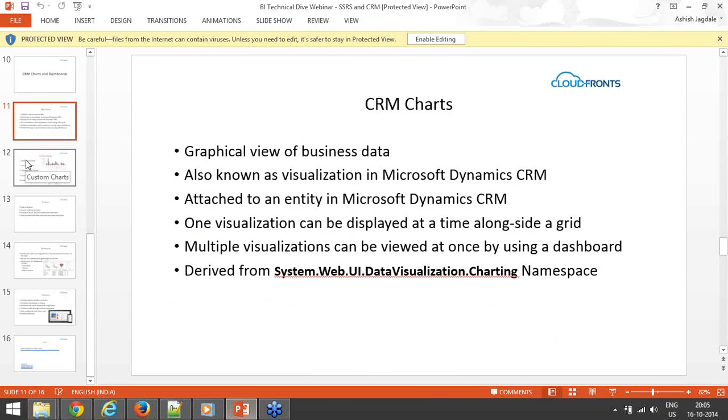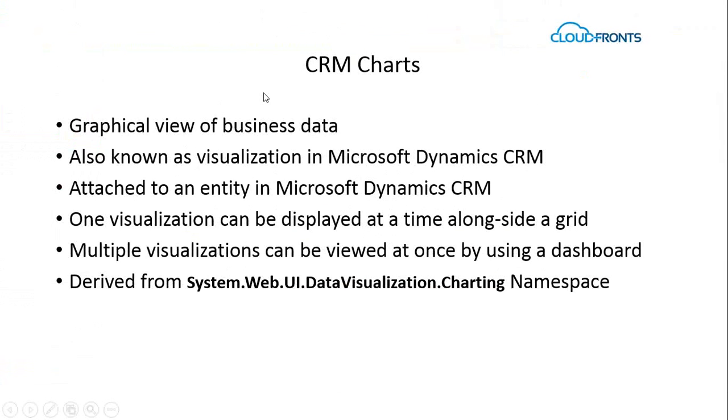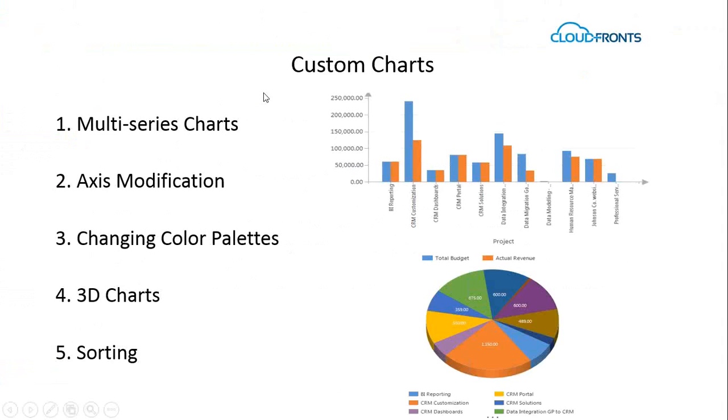Okay, so what we have seen till now is CRM charts and their modifications. We have seen a multi-series chart, that is 2 different series combined into a single series. Then we have seen the axis modification, like we have changed the labels, we have changed the title, we have played with some colors, then we have changed the color palettes, and then we have created some 3D charts, 3D pie chart, donut chart, column chart, and so on. And we have seen the sorting, how we can sort the charts.